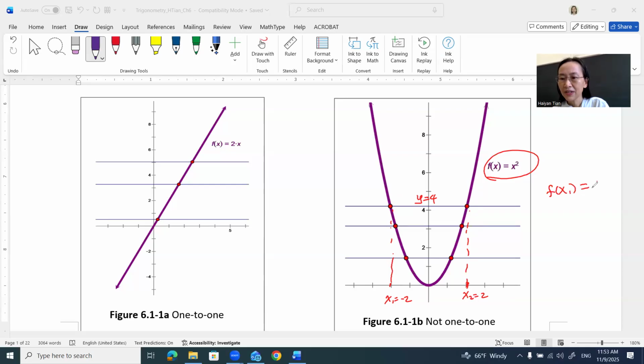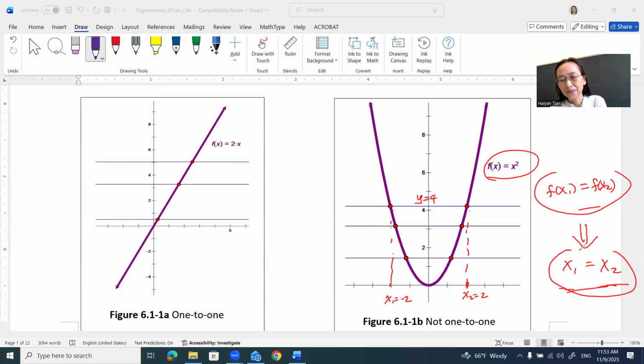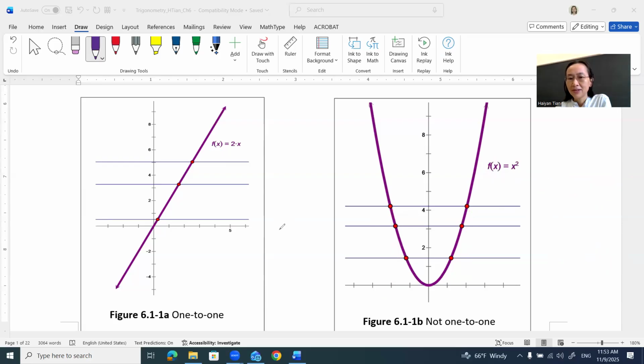Whenever the function values are equal, then x1, x2 must be the same. That's the alternative definition of one-to-one. However, this violates that. Whenever the function value is 4, we hope the x1, x2 must be the same, right, if they both equal 4. So that's the alternative definition for one-to-one, but the horizontal line test shows that this one fails.